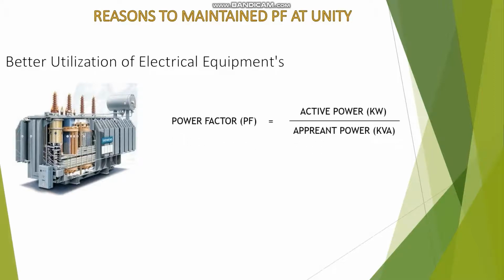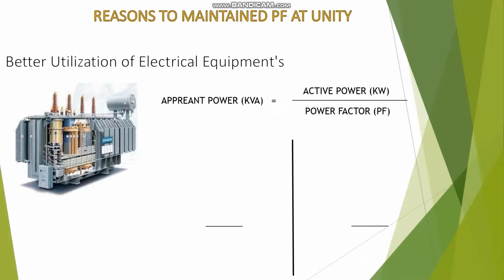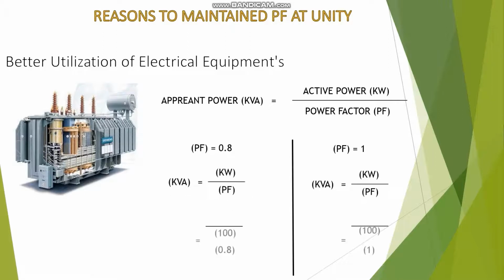The formula for power factor is the ratio of active power to the apparent power. And as you know, a transformer always comes with a kVA rating. So let's modify this equation into kVA. Now we will calculate the kVA rating of this transformer considering 0.8 and 1 power factor. Let's assume the load is 100 kilowatt on both sides. The answer considering 0.8 and 1 power factor is 125 and 100 kVA respectively.